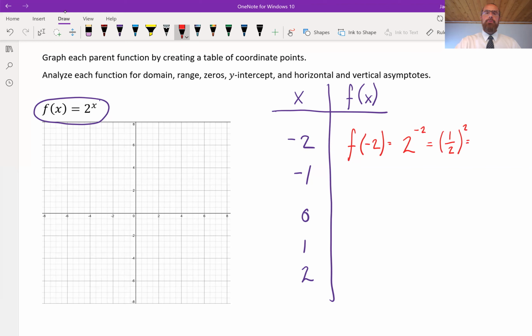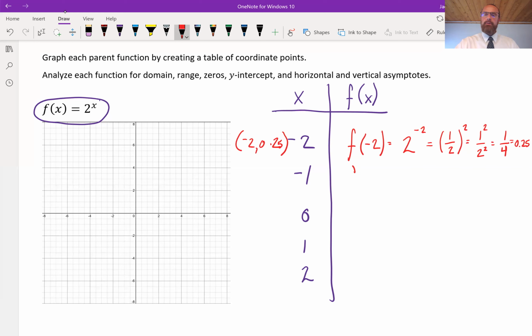From there, I can distribute the power of 2 to the 1 in the numerator and the 2 in the denominator. So that's 1 squared over 2 squared. And 1 squared is 1 times 1, or 1. 2 squared is 2 times 2, or 4. And we could convert that to a decimal, 0.25. So that gives us our first coordinate point, -2, 0.25. We'll plot that on the coordinate plane in a moment.